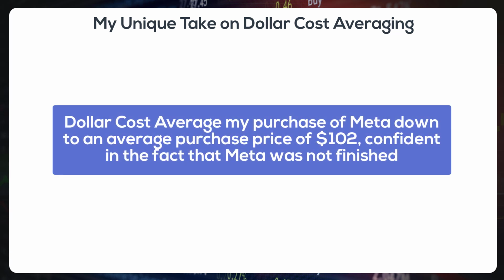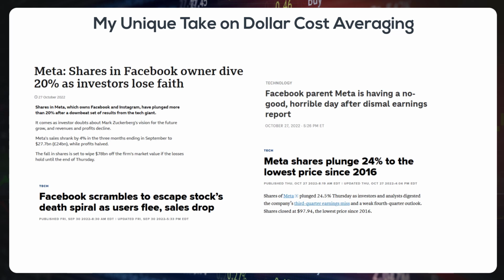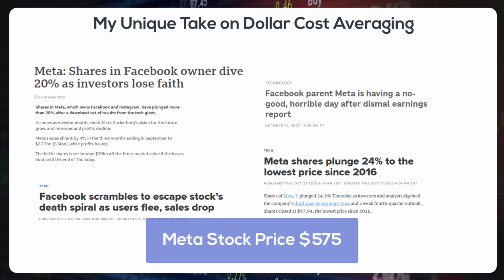I was able to dollar cost average my purchase of Meta down to an average purchase price of $102, confident in the fact that Meta was not finished, as most of the financial press was saying at the time, and that its value would return, which it has done today, October 2024, to $575.